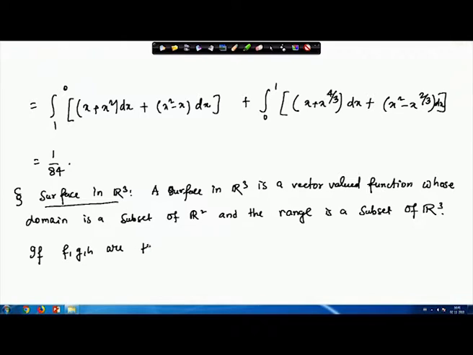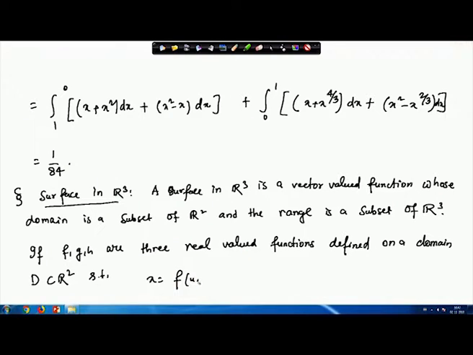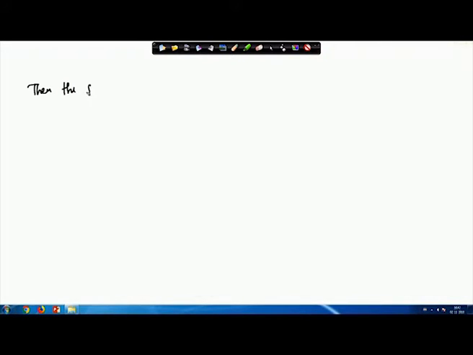So if f, g, h are three real valued functions defined on a domain D subset of R2 such that x equals f of u, v, y equals g of u, v, and z equals h of u, v, then the set f(u,v), g(u,v), h(u,v) is a surface in R3.